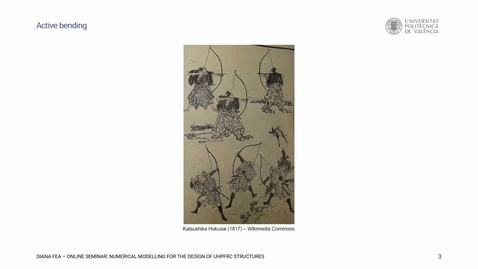And the first question is, but what is active bending? Because maybe it is not a very common topic, and I will try to explain it as fast as possible. In this case, using this beautiful illustration by a Japanese artist named Hokusai, in which you can see several archers using their weapons.